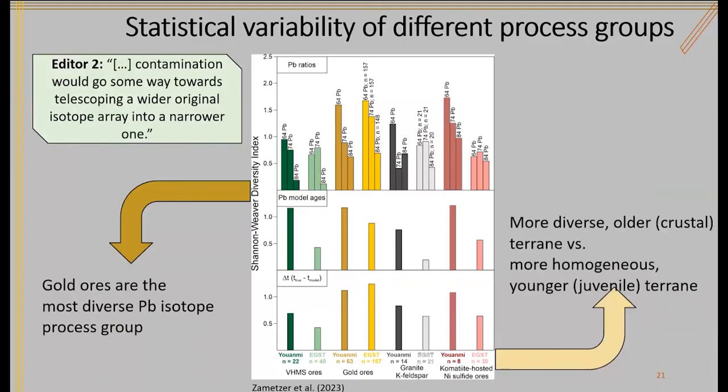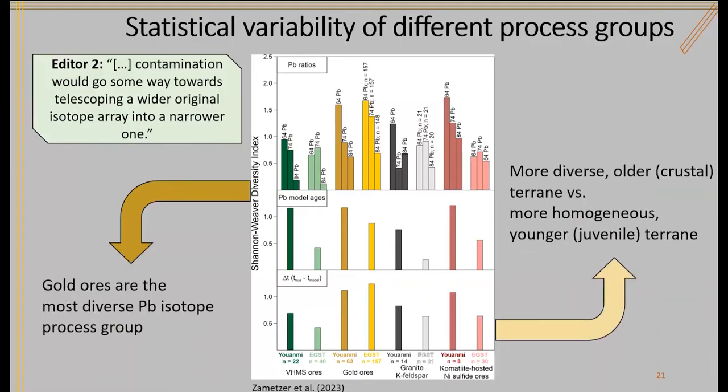And we can also see a certain difference across the isotope boundary when we compare west and east again, that there are, with the exception of gold ores, more diverse signatures in the older, more crustal, more strongly recycled UNV terrain in comparison to more homogeneous lead signatures in the younger, more juvenile Eastern Goldfield superterrane.